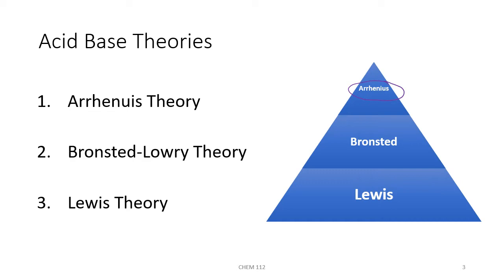In this chapter, we're going to mostly use Bronsted theory, which is short for Bronsted-Lowry. And then next chapter, we'll learn Lewis theory. Lewis theory opens up a lot of species that can be acids or bases. That's why it's at the bottom of the pyramid. Many things that we've never considered being an acid base before could actually be considered acids or bases using Lewis theory.